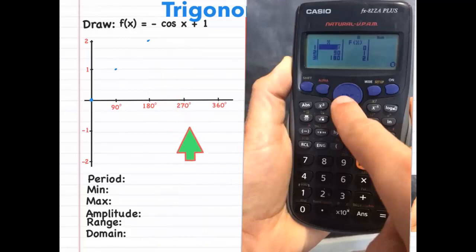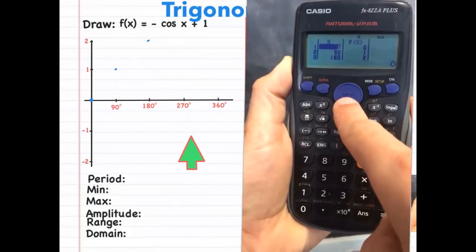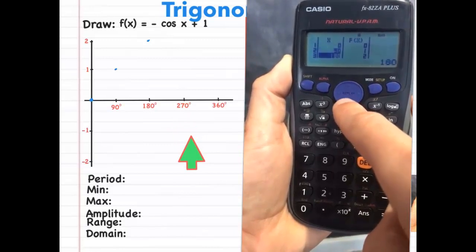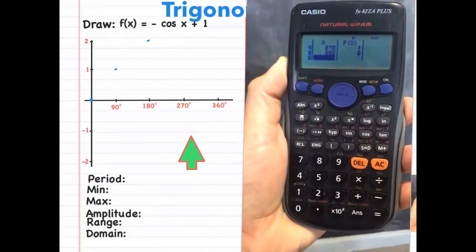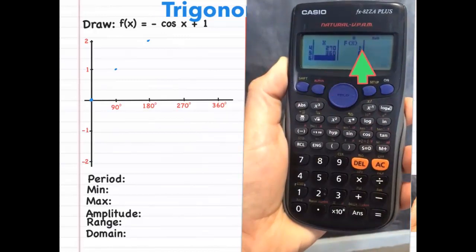And then we scroll down on our calculator. Down, down, down, and one more down. There we go. And now we know that at 270 it will be a 1. 270 it will be a 1 right there. And I'll put that dot in. And then at 360 our y is a 0, which is on the x-axis. There we go.